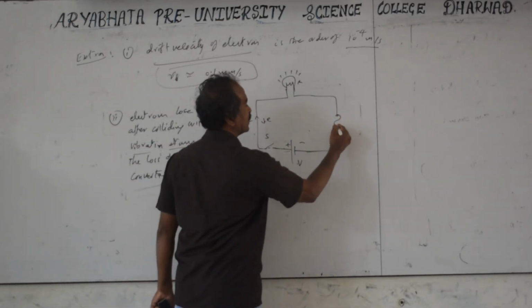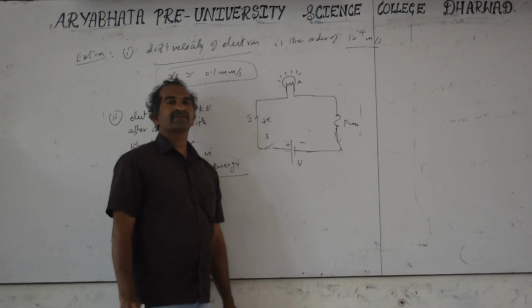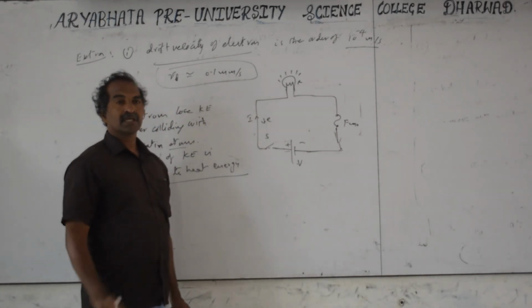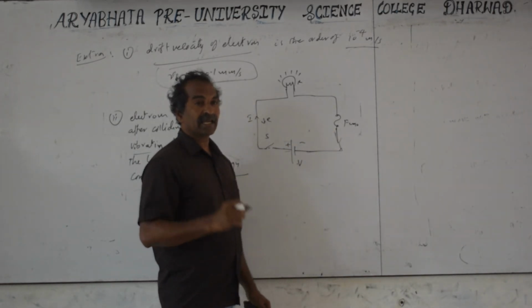About the fuse, we will discuss again later also. This is a fuse. It is connected in the path of this electric circuit. Fuse wire is made of a material of low melting point. Its thickness is also important here. More thickness, more withstanding of the current.